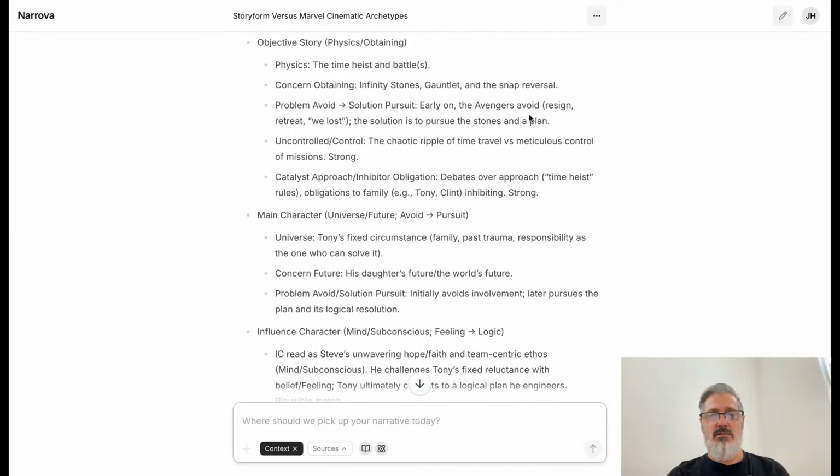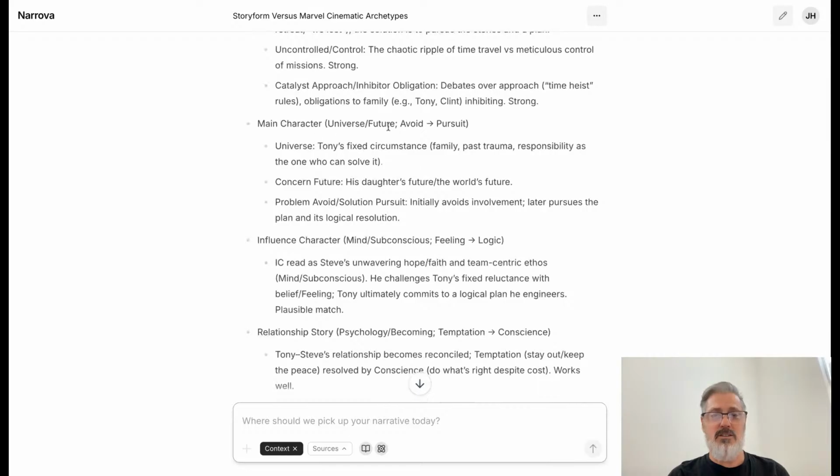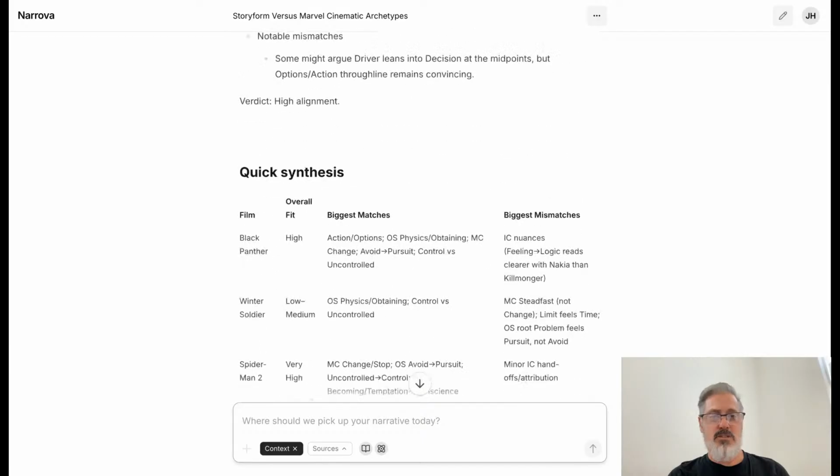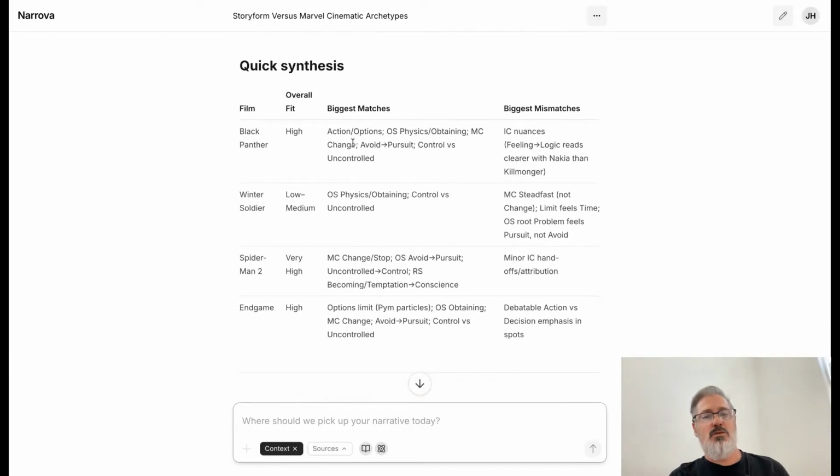Early on, the Avengers avoid, and the solution is to pursue the stones in a plan. Okay. Main character, Tony's fixed circumstance. He initially avoids involvement, later pursues the plan and its logical resolution, high alignment. So it came up with this cool little chart where you can see, and if you think about Black Panther or Endgame or any of the other ones, they do all have a similar sort of bent to them.